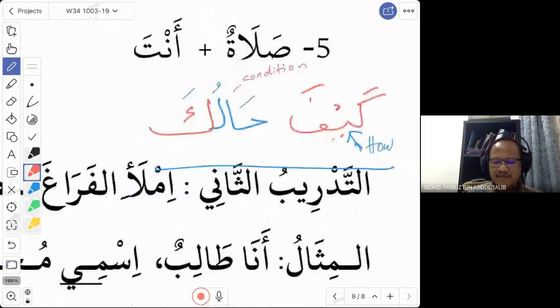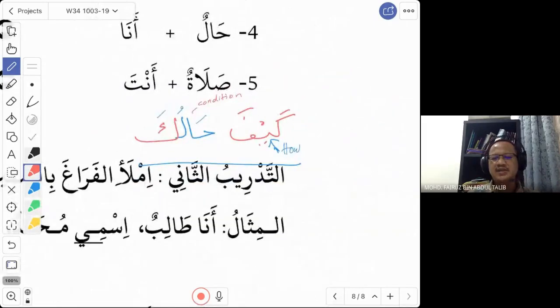So when you say kaifa haluka, the original meaning is how is your condition? That is the actual meaning for the phrase kaifa haluka. But of course, nobody will say, how is your condition? They will just say, how are you? That is why the translation is, how are you? But the individual meanings are kaifa, how, hal, condition, ka, your. How is your condition? Ana bi khair. Bi khair, in good condition. So that is the meaning of the word hal.